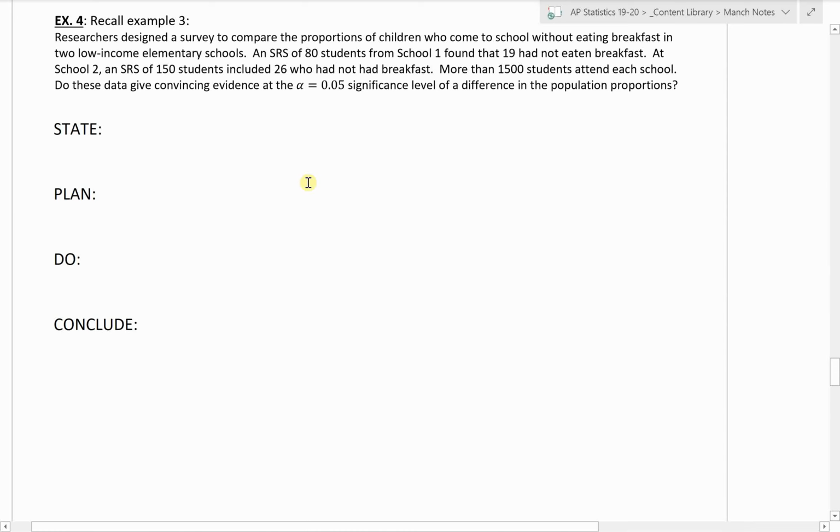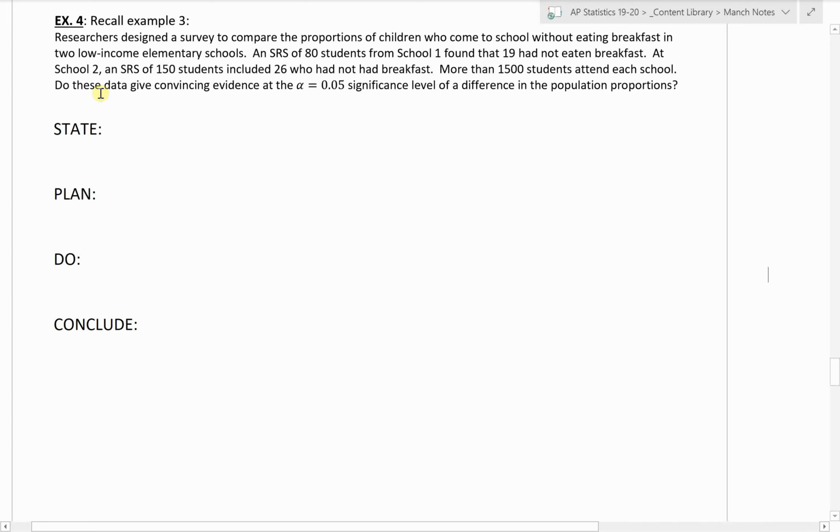All right, so now that we have some basic understanding of the conditions for operating the significance test for a difference in two proportions, let's go ahead and execute it.